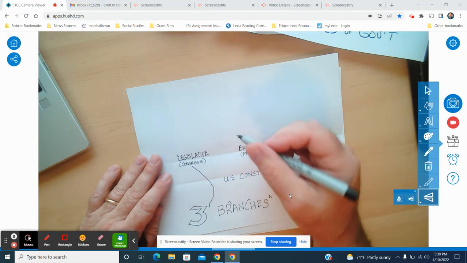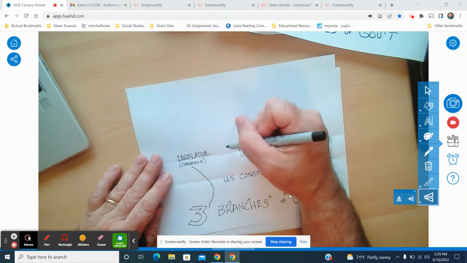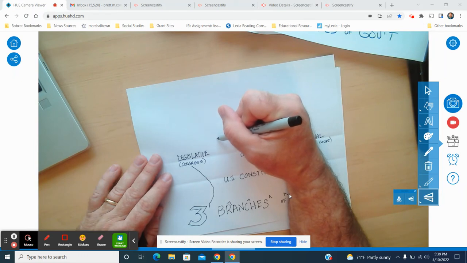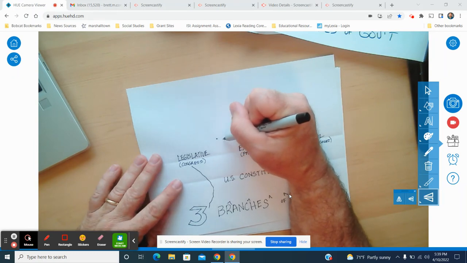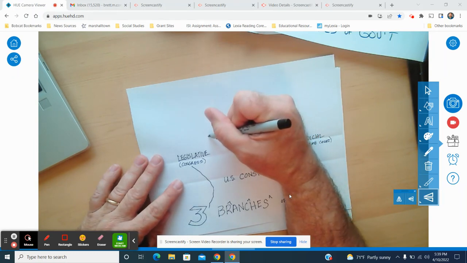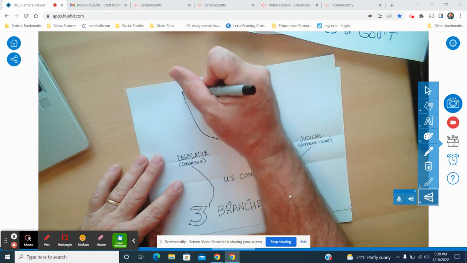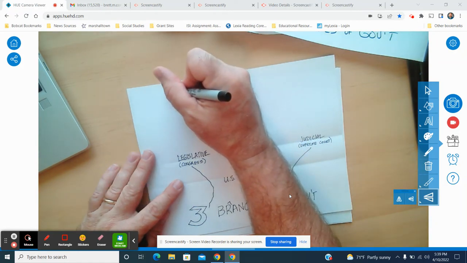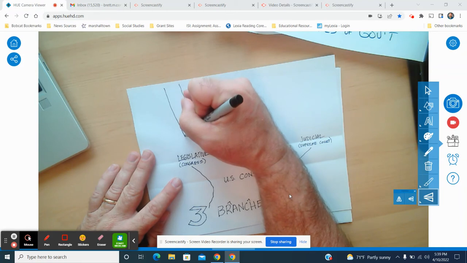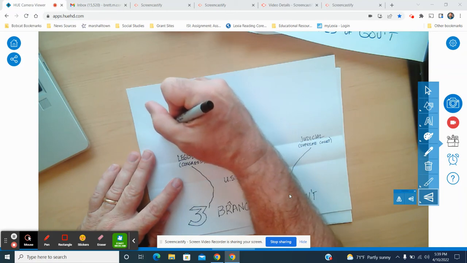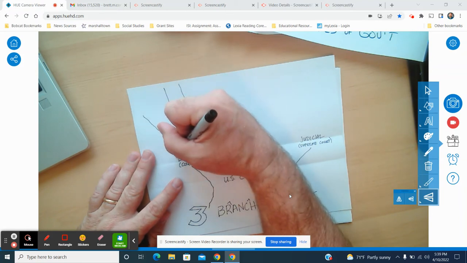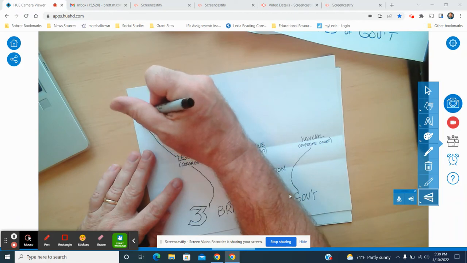Okay. And then what we're going to do is we are going to start right about here. And we are going to start over here. And we're going to make this a big limb that goes up like this, up off the screen, and it splits actually. And that's important to know because our legislative branch has 2 parts.